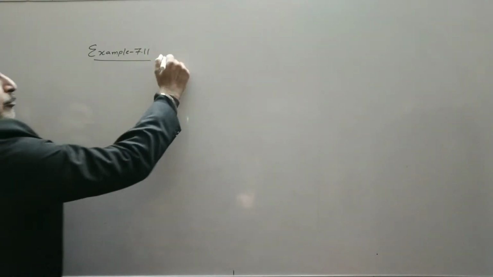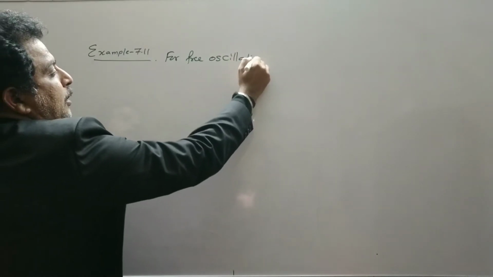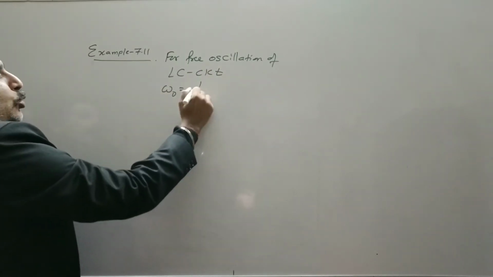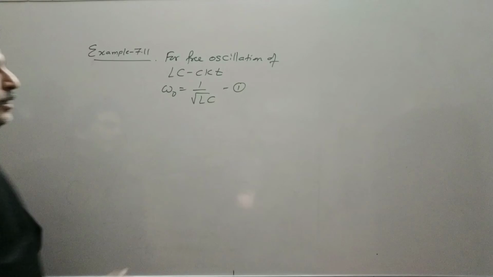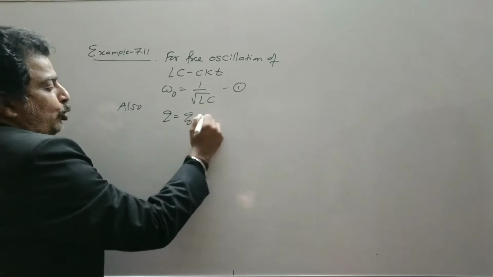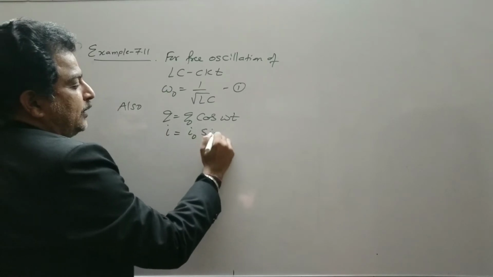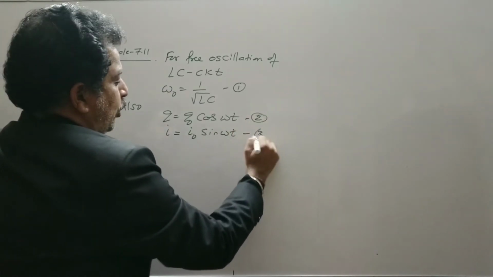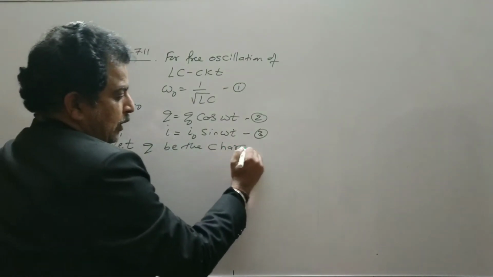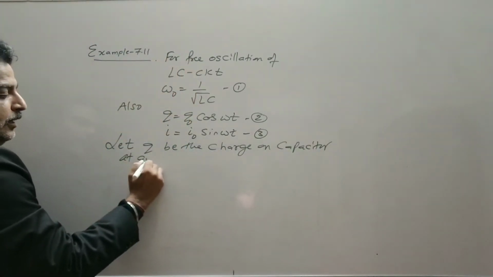So we know that for free oscillation of an LC circuit, omega naught is equal to 1 upon under root LC. This was the equation we have derived. Also, Q is equal to Q naught cos of omega t, and I is equal to I naught sine of omega t. Now let Q be the charge on the capacitor at any instant.